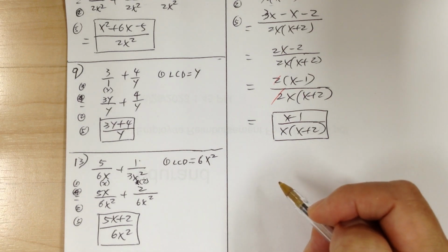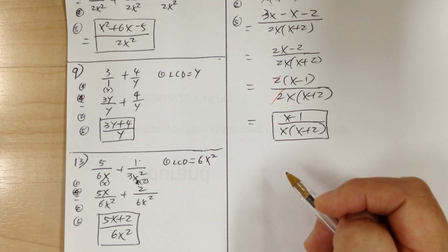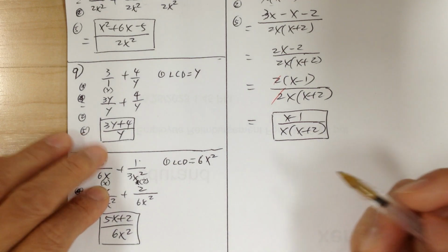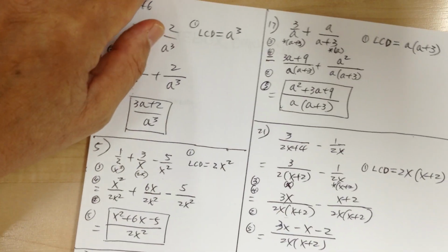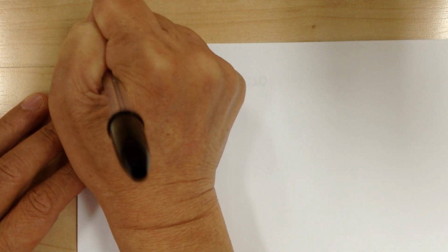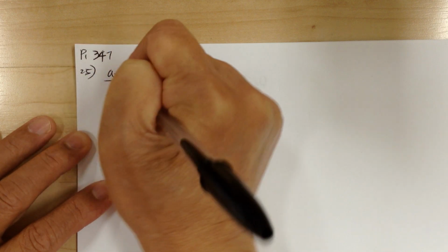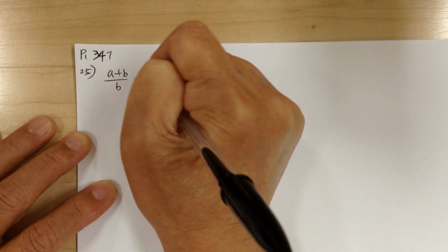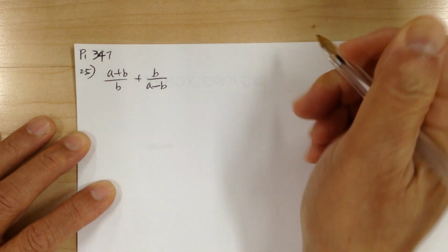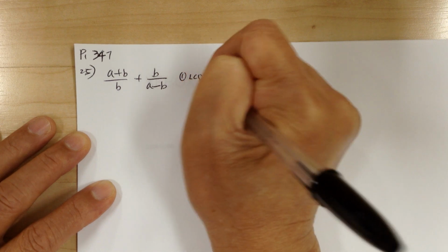Okay, let's go to the next one. Let's see, 25. Get a new sheet of paper. Okay, 25. You have a plus b over b plus b over a minus b. So step 1, common factors are LCD.